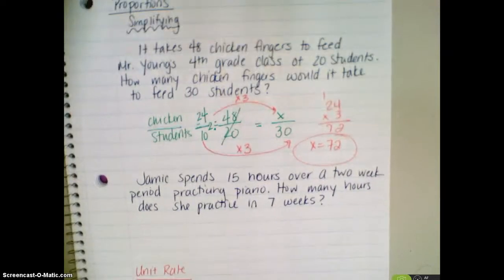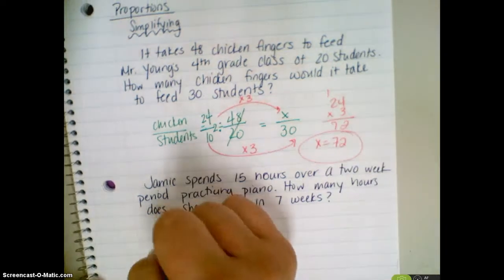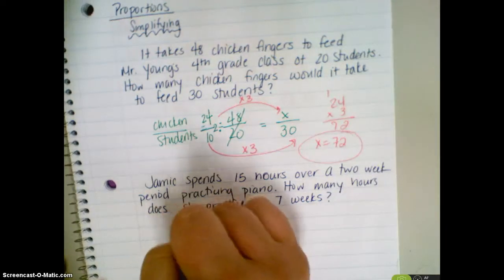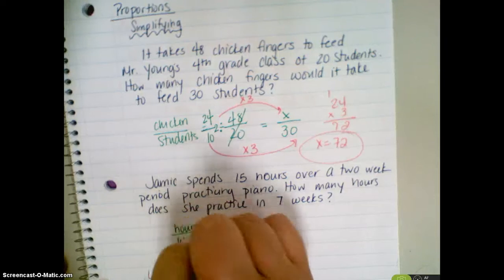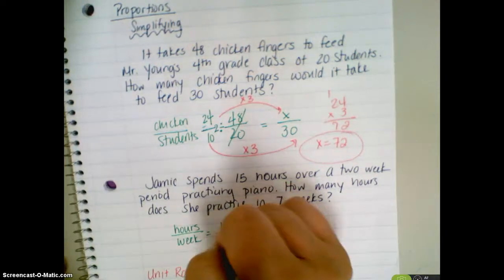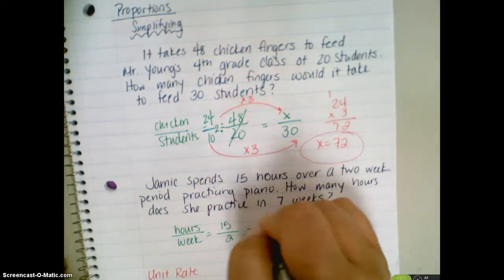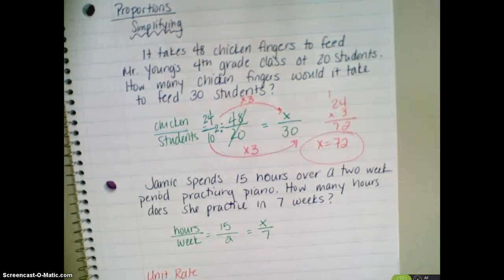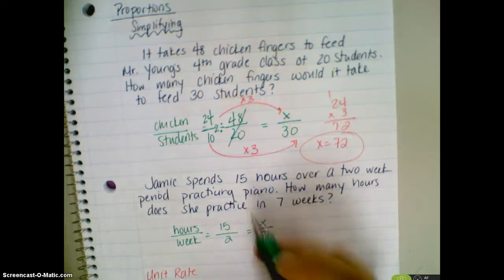Alright, this one we're going to do by finding the scale factor with dividing, but it's going to be a little bit easier than that. So, Jamie spends 15 hours over a 2-week period practicing piano. How many hours does she spend practicing in 7 weeks? So again, our word ratio is going to be hours to weeks. She spends 15 hours for 2 weeks, and I want to know how many hours she's going to spend for 7 weeks. So this one, I could simplify and find out how many hours she does in 1 week, but just for the sake of doing something a little bit different, I'm going to figure out the scale factor.